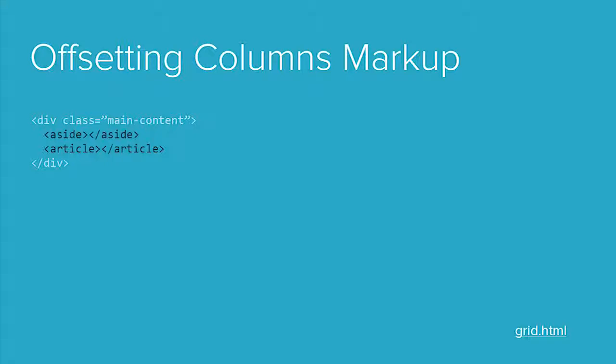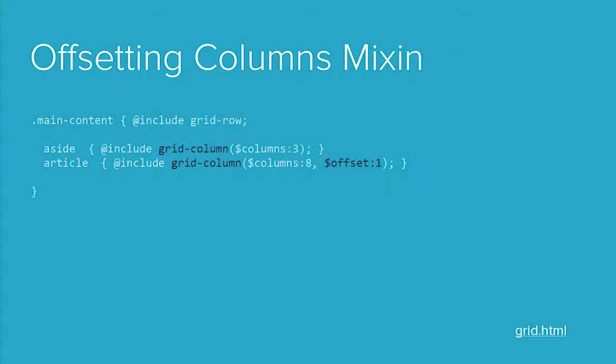The way that we do that, so we have an aside and an article here. On the article, we'll pass the offset argument and give it a value of 1. This offset value is also part of your whole column value. You want your offset and your columns to still not exceed 12. So we have 8 and 1 is 9, and then 3 for the sidebar. That's still 12 columns, but we'll get a little offset. So there'll be a little more room to breathe between the main content and the sidebar.